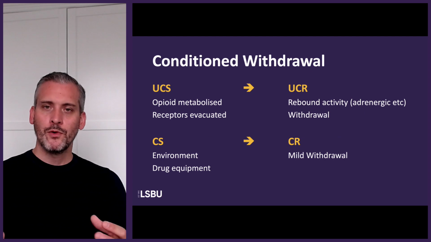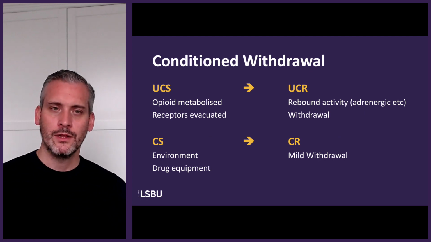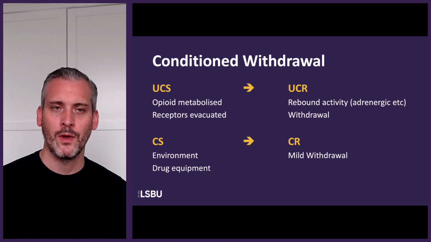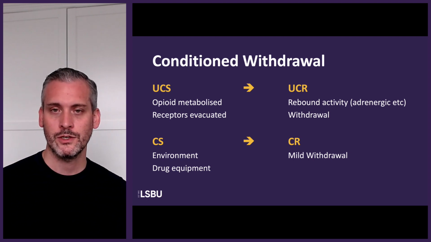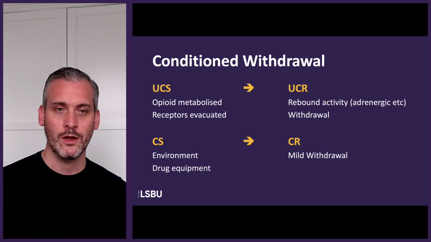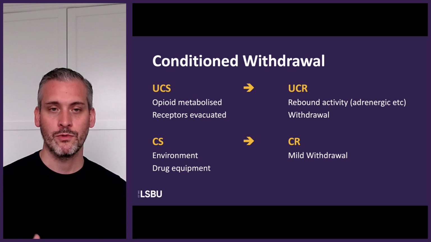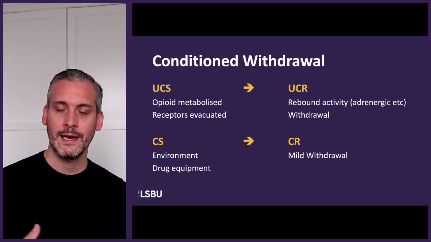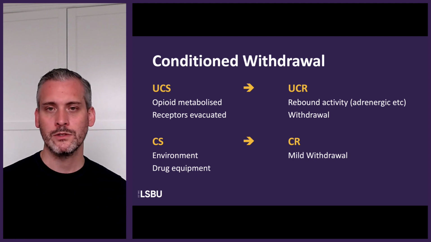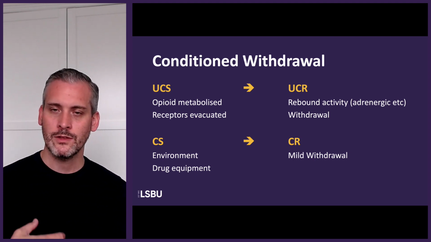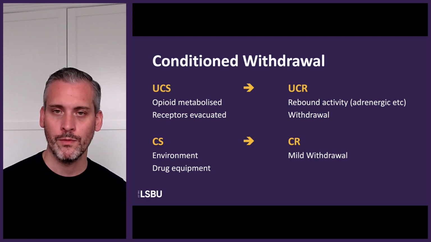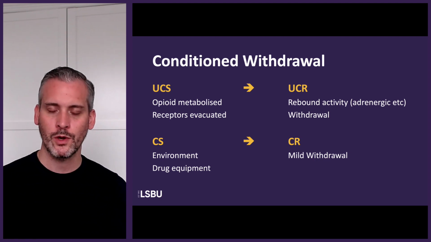To give a model based on this idea of unconditioned and conditioned responses, the unconditioned stimulus that produces the unconditioned response of withdrawal is this. You take an opiate, it's metabolized, and receptors in the brain are evacuated. If you don't then use the drug again within a sufficiently close period of time, eventually it leads to rebound activity and withdrawal. So that's proper physiological withdrawal.